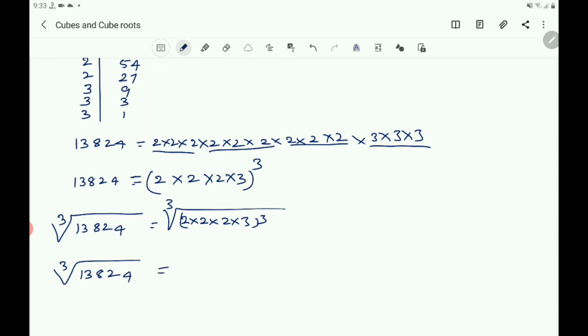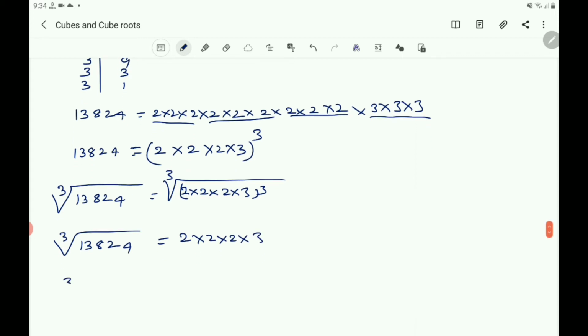Here the cube root and cube cancel. What are you going to get? 2 into 2 into 2 into 3. Then the cube root of 13,824 equals 2 2s are 4, 4 2s are 8, 8 3s are 24. You are going to get 24. By using the prime factorization method, we got the cube root of 13,824, that is 24. Now let us take one more example.